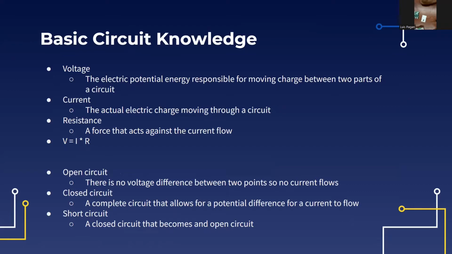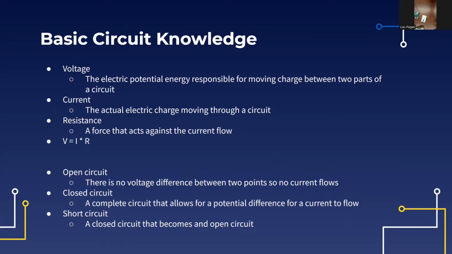So, basic circuit knowledge: we have voltage. It's the electric potential energy that allows for current flow. A lot of electrical engineering can be explained using water. Let's say you have two lakes. If they're at the same level, there's no flow of water between them. It's just stagnant. But let's say one was below the other and you had a connection between them, water would flow from the top to the bottom.